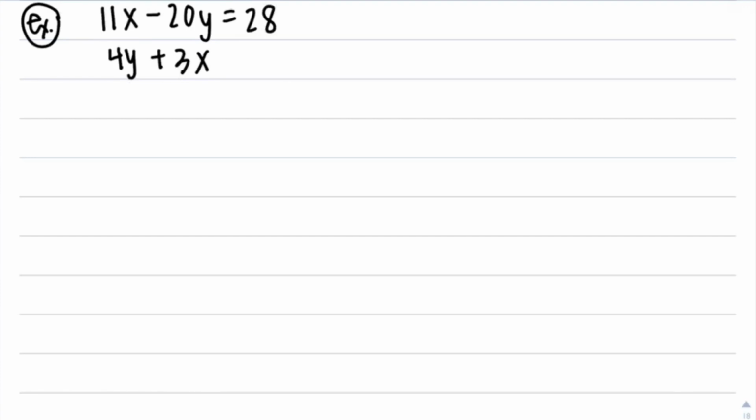All right. Here is another example. Let's go ahead and do 11x minus 20y is equal to 28. And let's do 4y plus 3x is equal to 36.